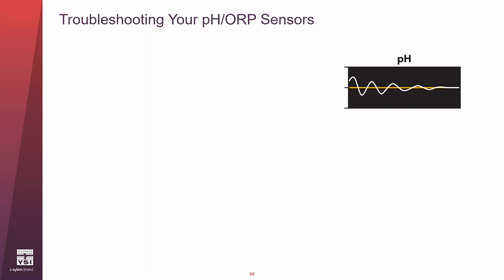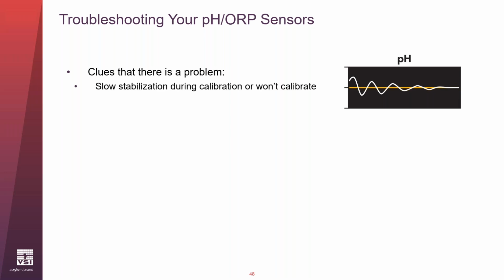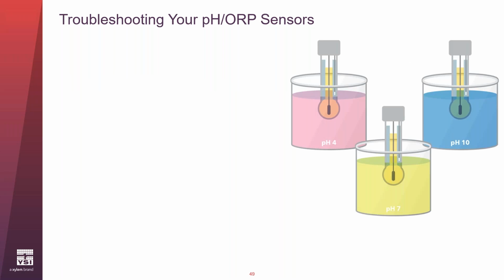Troubleshooting your pH ORP sensors. So, assuming things don't go as planned, what can we do? First of all, let's look at clues that there is a problem. Slow stabilization during calibration, or it won't calibrate, can be an issue. If that happens, and that's such a frequent issue, we're actually going to switch slides here and get back to that.